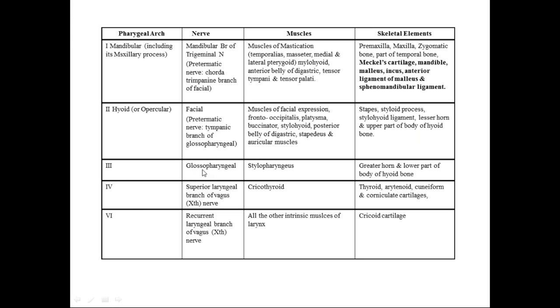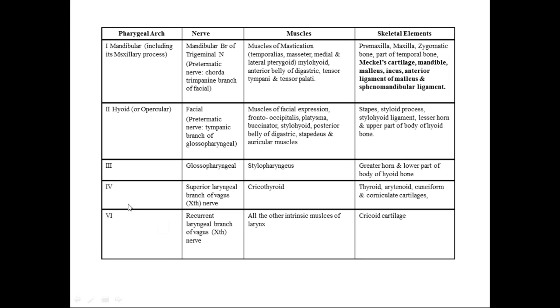Third arch. Nerve of third arch is glossopharyngeal nerve. Remember, one very important point is that the only muscle supplied by the glossopharyngeal nerve is stylopharyngeus. Remaining part of hyoid bone, that is greater cornua and lower part of the body of hyoid bone, are derived from third arch. Next is your fourth arch, which is supplied by the superior laryngeal branch of vagus nerve. It will be supplying the cricothyroid muscle, the only muscle supplied by the superior laryngeal branch of vagus, and it will be forming thyroid, arytenoid, cuneiform, and corniculate cartilages.